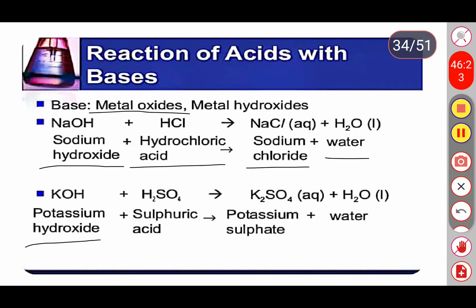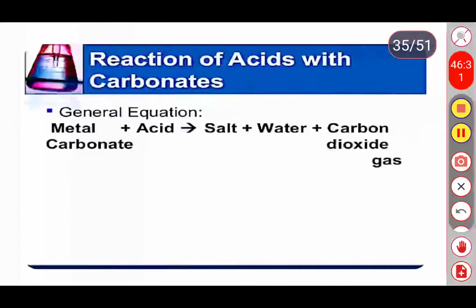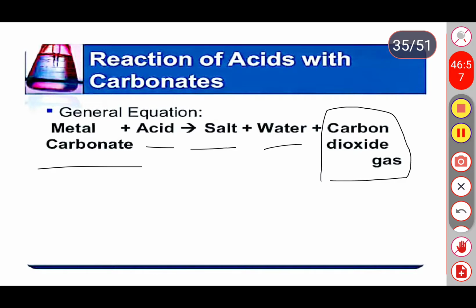Next one, the reaction of acids with the carbonates. So see the general form of the reaction. What happens when acid is combined with the carbonates? When metal carbonates react with acids, they form a salt, water and carbon dioxide as a liberated gas. So see the general reaction once again. When metal carbonates react with the acid, it forms salt, water and carbon dioxide.